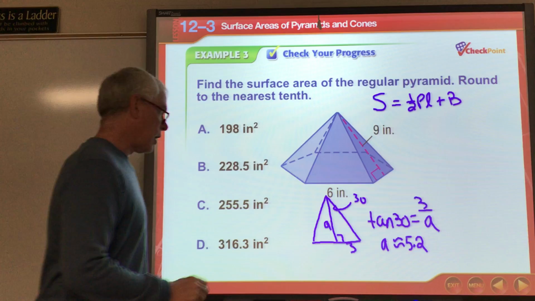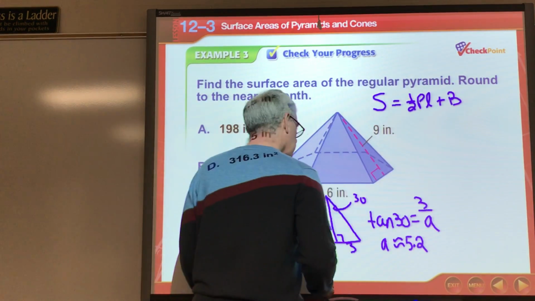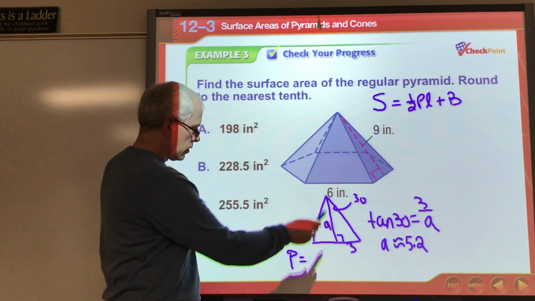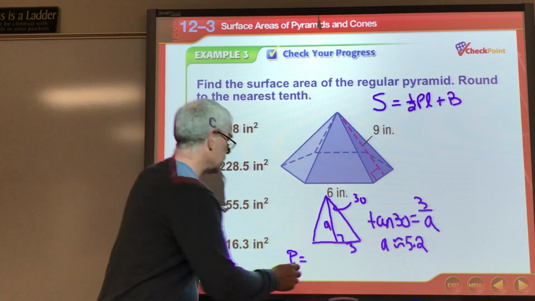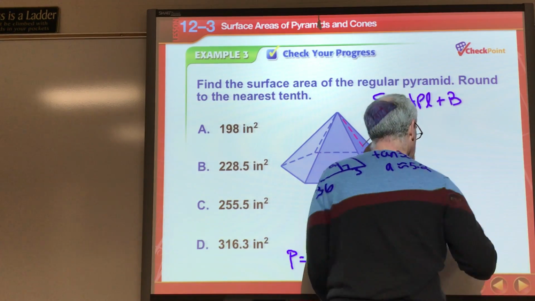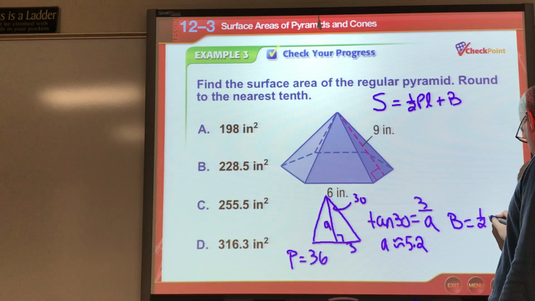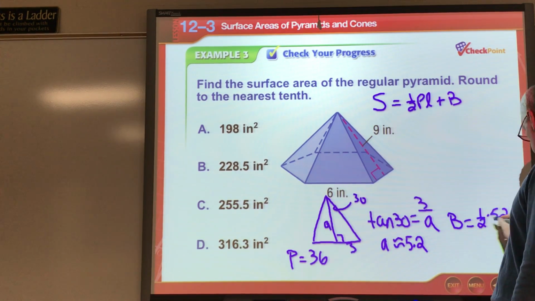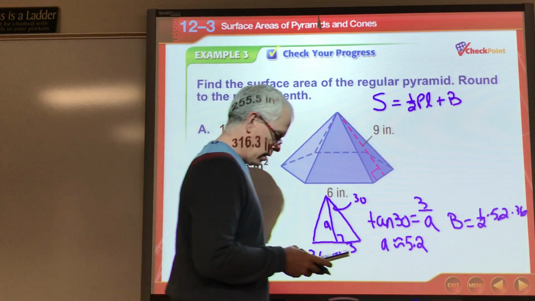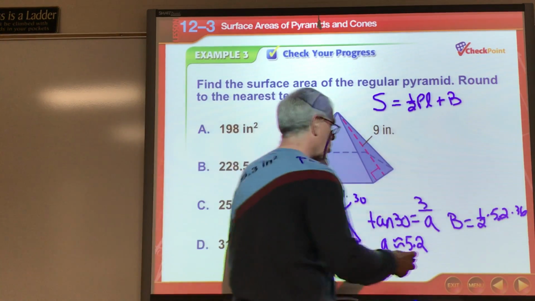Okay? Now this is going to help me calculate my base, right? So let's calculate the perimeter of the base. Okay? Well, there's 6 inches on the side. There's 6 sides. 6 times 6 is 36. So that means the area of the base, 1/2 apothem times perimeter. The apothem we just said was that 5.2, and the perimeter we said was 36. Okay, so let's work that out. 0.5 times that 5.2 times 36, I get about 93.5.